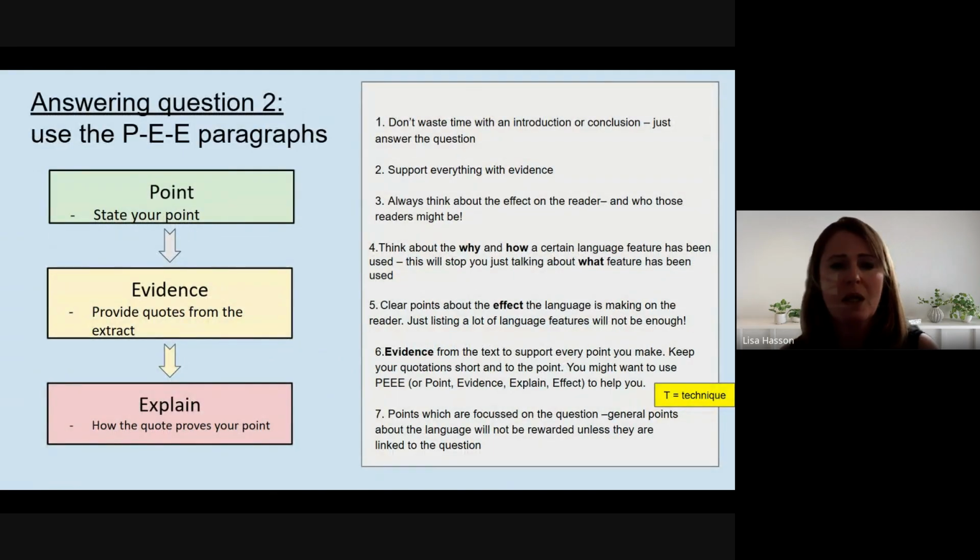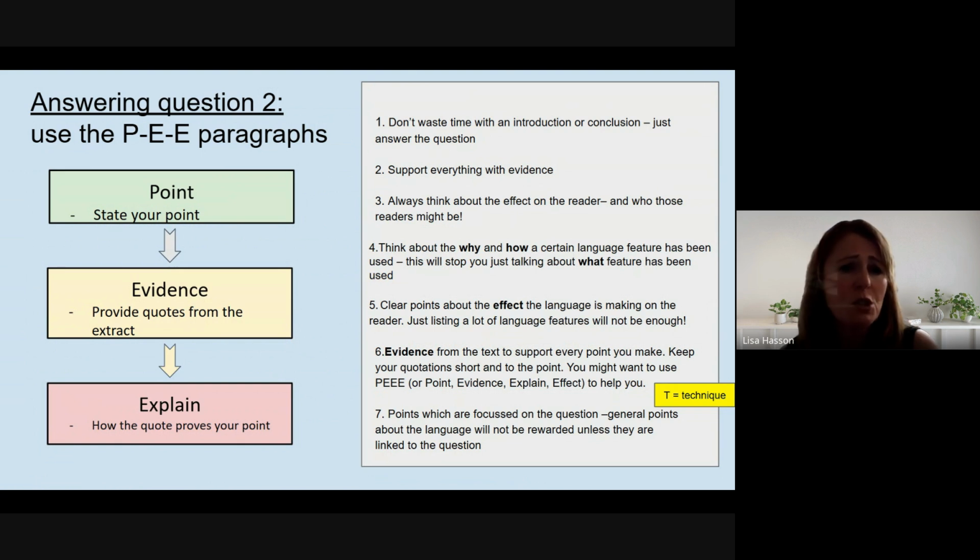So when you're doing a question like this, what you want to be doing is using a version of PEE paragraphs. Of course, different schools, different colleges, different institutions will potentially use quite different acronyms to remember the different components of this paragraph. But in essence, they're all the same.